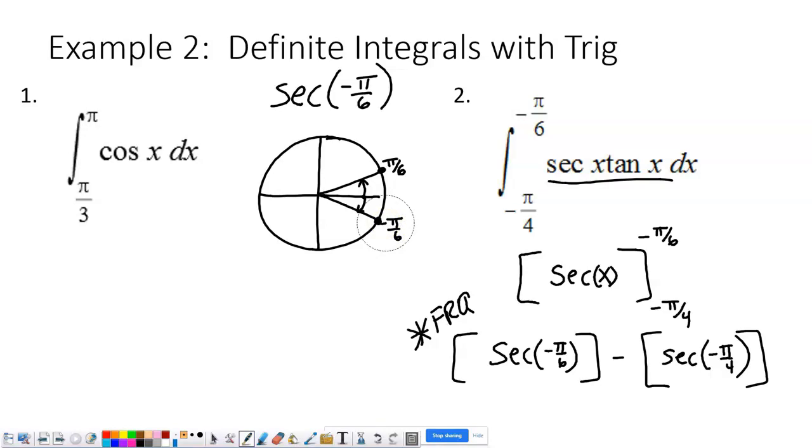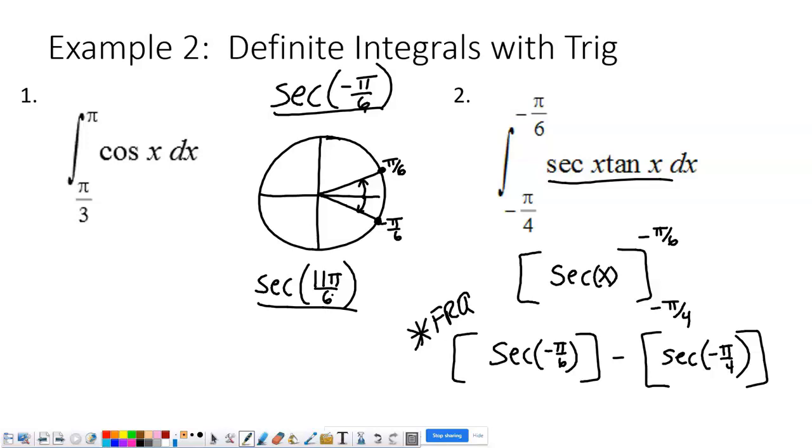Now, if you're actually looking at the unit circle, negative pi over 6 is in the same exact spot that 11 pi over 6 is in. So really what we're looking at here is 11 pi over 6. Okay, so secant of negative pi over 6 is the same thing as secant of 11 pi over 6. These are called coterminal angles. They're at the same spot on the unit circle, so they're going to give you the same answers.